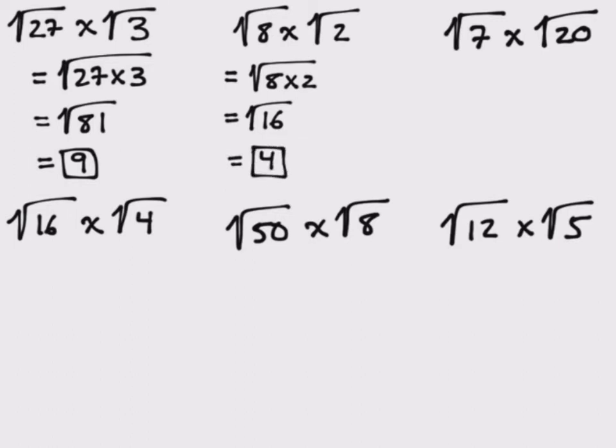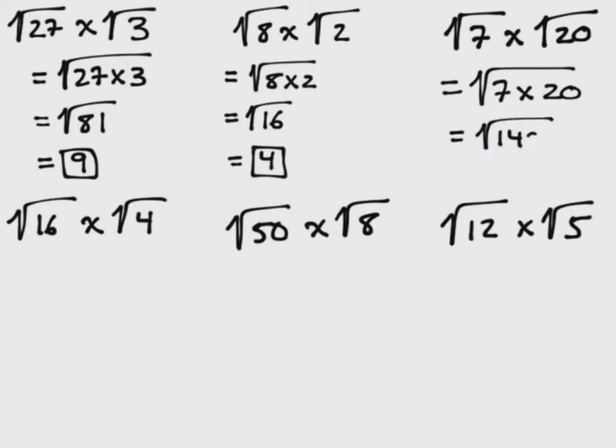Alright, last example. The square root of 7 times the square root of 20. I don't know what the square root of 7 is. It's somewhere between 2 and 3. And I don't know what the square root of 20 is. It's somewhere between 4 and 5. And so their product could be anywhere between 8 and 15. That's not very accurate. I don't know. But I do know that we can write this as the square root of 7 times 20. And 7 times 20 we know is 140.